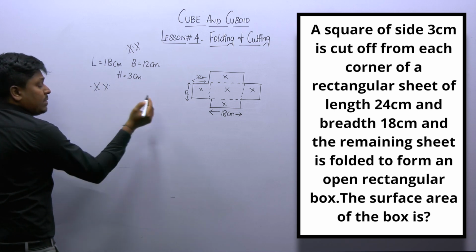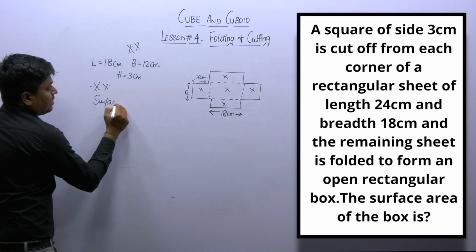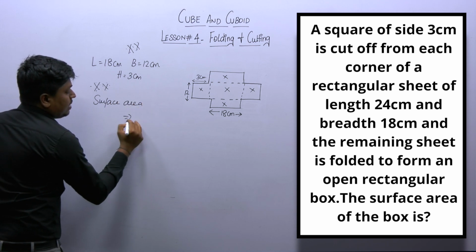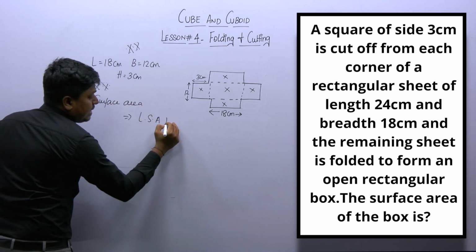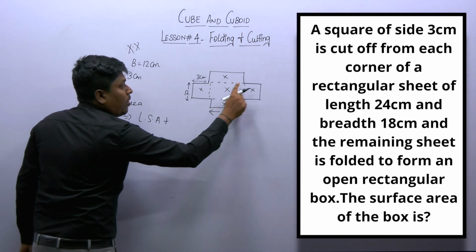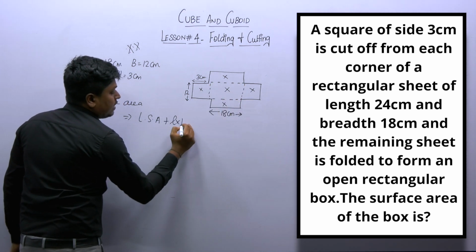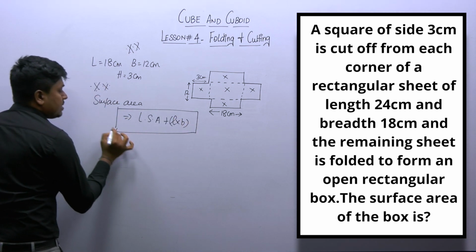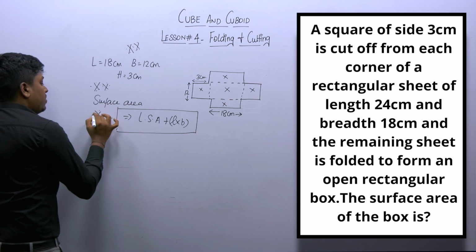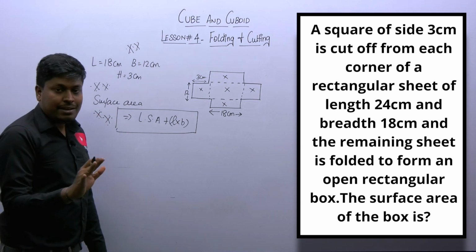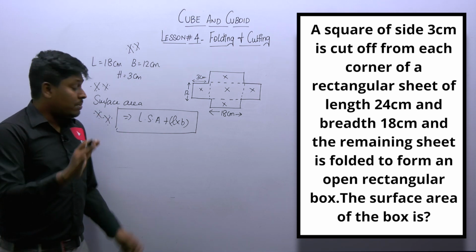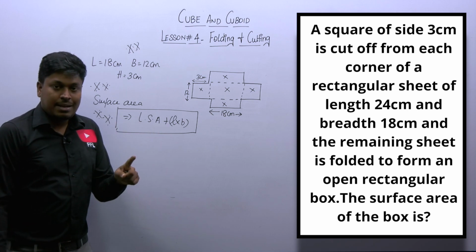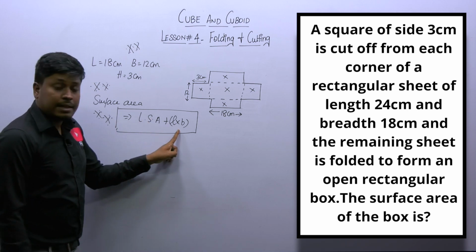Just see here, we need to find the surface area. So here it is the lateral surface area plus this bottom layer, length into breadth. Understood or not, right? So friends, only if you understand how I wrote this can you solve the question in your exams. Kindly, without knowing the logic, don't just memorize this formula. Just understand how I write LSA plus length into breadth.